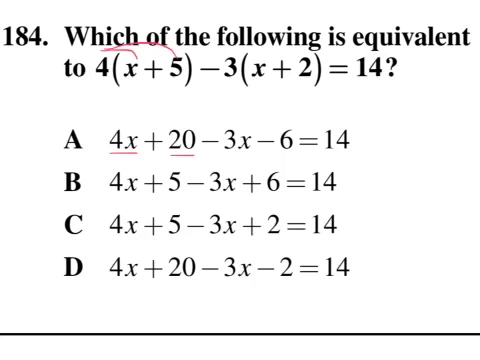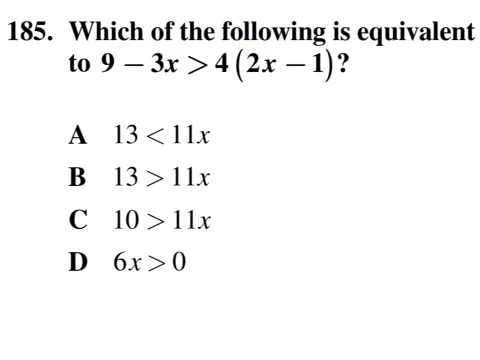So we're good. -3 times x is -3x. -3 times 2 is -6. So A is actually the answer. We got 14. We distributed everything nicely. A is the answer. Everything distributes perfectly, and this is an equivalent statement to this. Equivalent means equal to, same as.